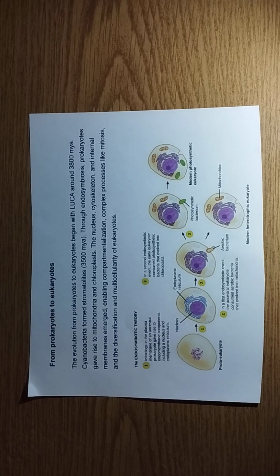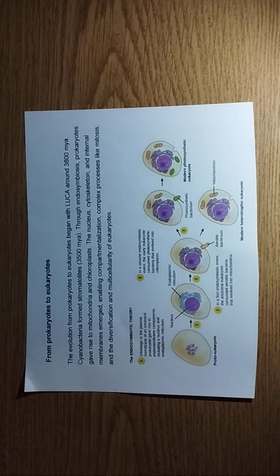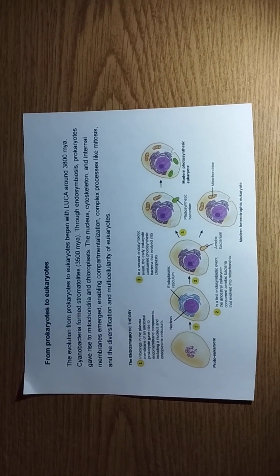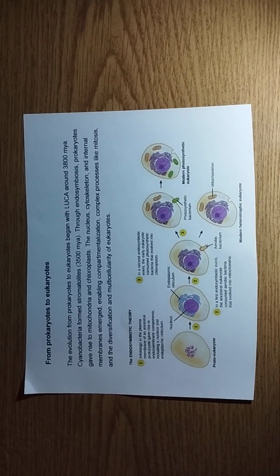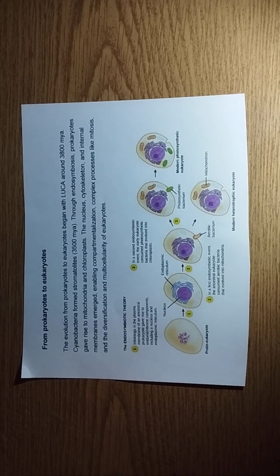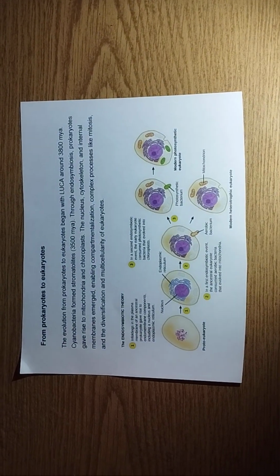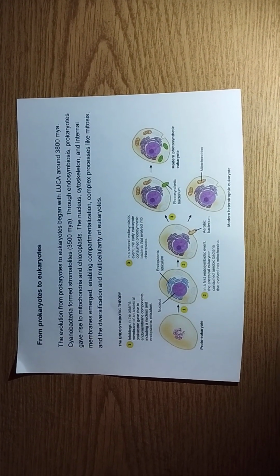Now I'm gonna talk about prokaryotes to eukaryotes. The evolution from prokaryotes to eukaryotes began with LUCA around 3,800 million years ago. Cyanobacteria formed stromatolites 3,500 million years ago. Through endosymbiosis, prokaryotes gave rise to mitochondria and chloroplasts; the nucleus, cytoskeleton, and internal membranes emerge, enabling compartmentation, complex processes like mitosis, and the diversification and multicellularity of eukaryotes.